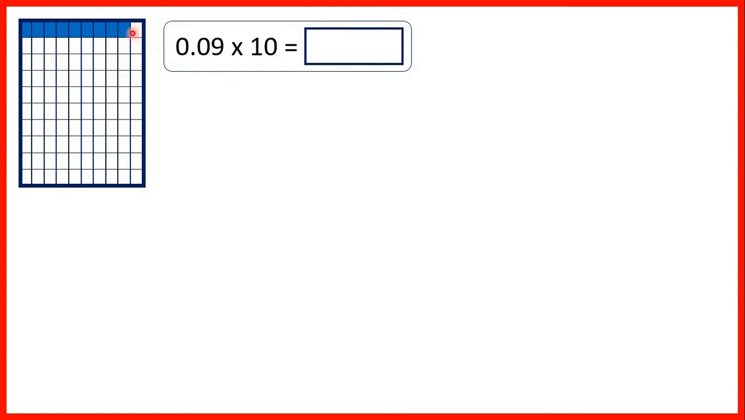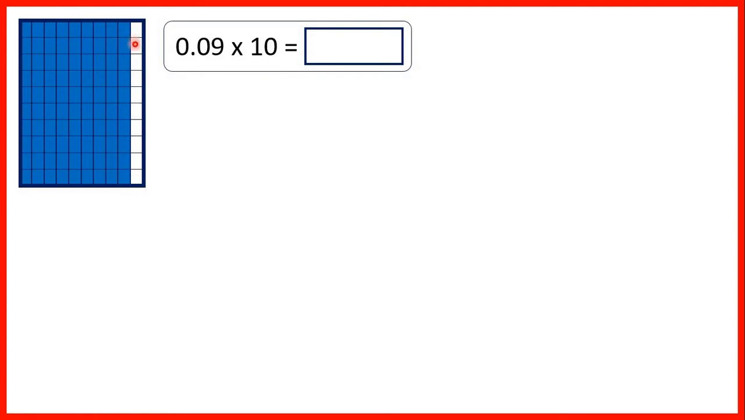We also had 0.09 times 10. So that's 9 parts out of 100, or 9 hundredths. But again, when we make it 10 times bigger, we can see that we now have 9 tenths of our rectangle shaded. So that's 0.9, because the first digit after the decimal point is the tenths digit.